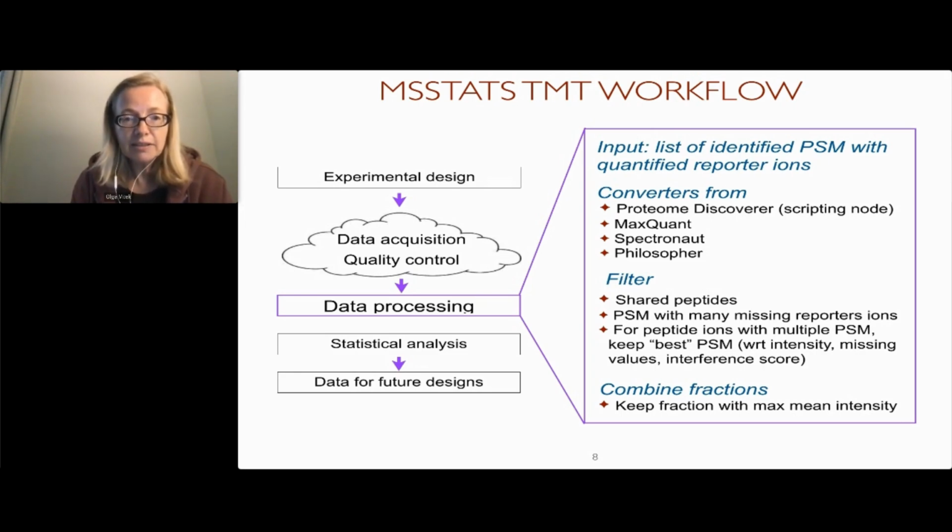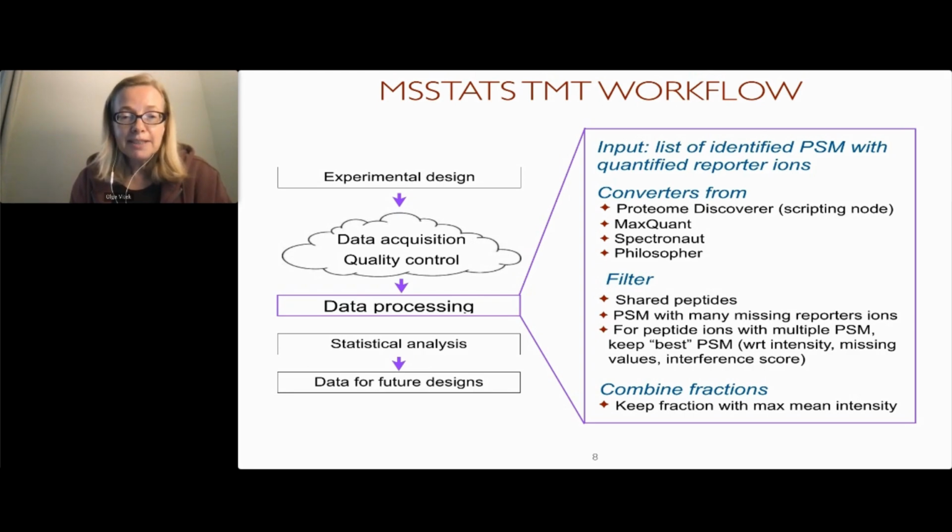So once the data are collected, the input for us is a list of identified peptide spectrum matches with quantified reporter ions. And we have converters from Proteome Discoverer. Proteome Discoverer even has a scripting node for MStats, and of course, many others like MaxQuant, Spectronaut, FragPipe, etc. And as far as converter work, as I mentioned, we can filter out shared peptides. It's an option, so you can control that.